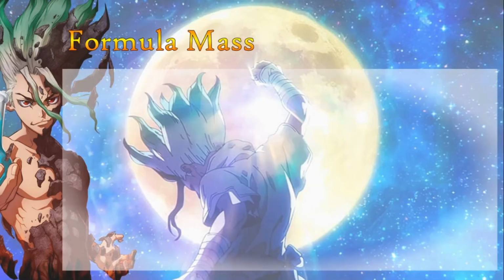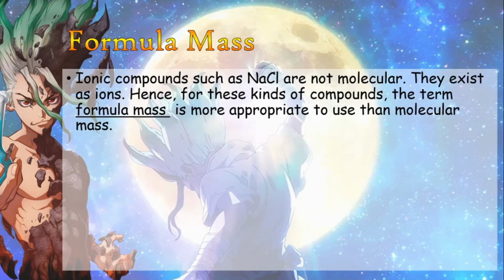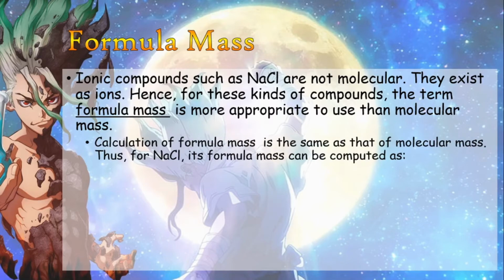Formula mass. Ionic compounds such as sodium chloride are not molecular. They exist as ions. Hence, for these kinds of compounds, the term formula mass is more appropriate to use than molecular mass. Calculation of formula mass is the same as that of molecular mass. Thus, for sodium chloride, its formula mass can be computed as follows.